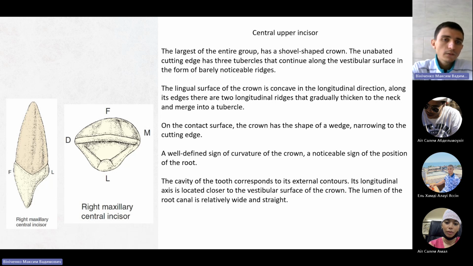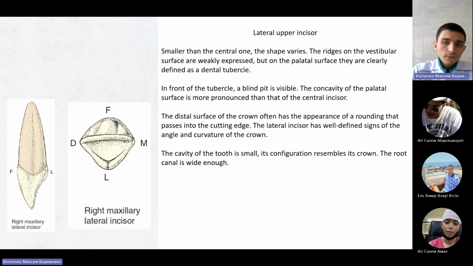A well-defined sign of curvature of the crown, a noticeable sign of the position of the root. The cavity of the tooth corresponds to its external contours. Its longitudinal axis is located closer to the vestibular surface of the crown. The lumen of the root canal is relatively wide and straight.